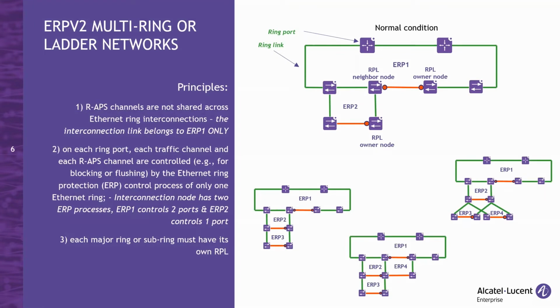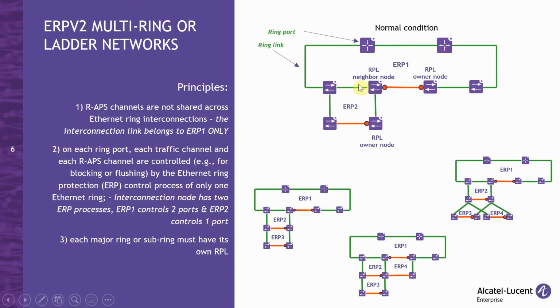As defined in ERP version 2, Ethernet rings started to support multi-ring or ladder networks that consist of conjoined rings by one or more interconnection points, and some design examples of multi-ring can be seen on this slide. In order to support multi-rings, the following principles have to be followed. R-APS channels cannot be shared, meaning this link that is called interconnection link belongs to the main ring only.